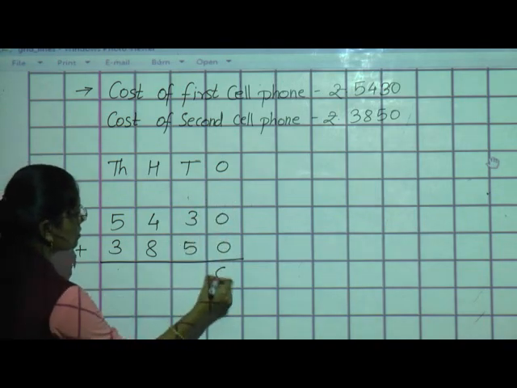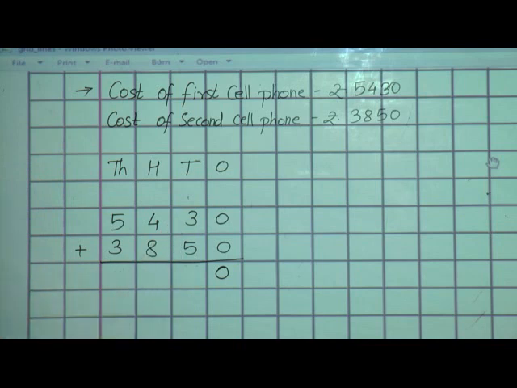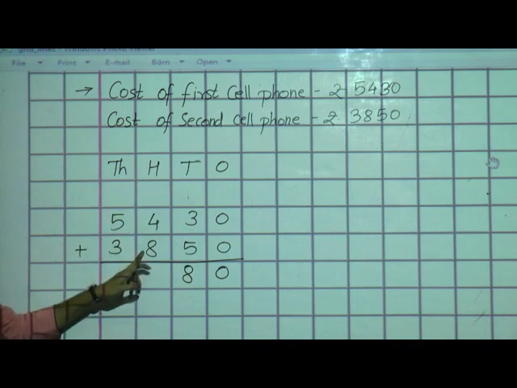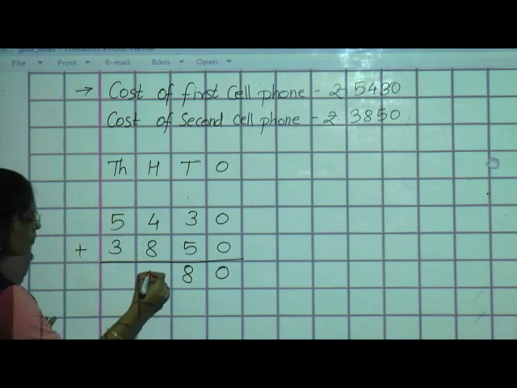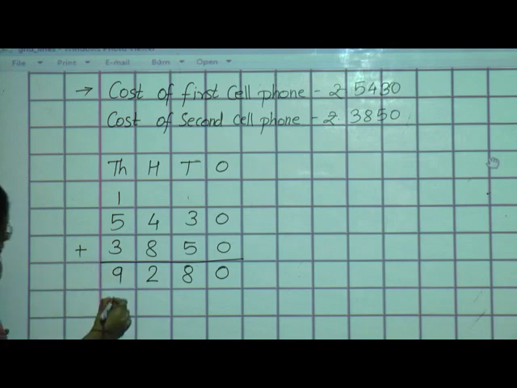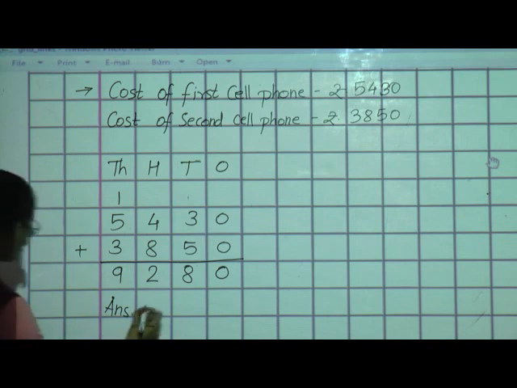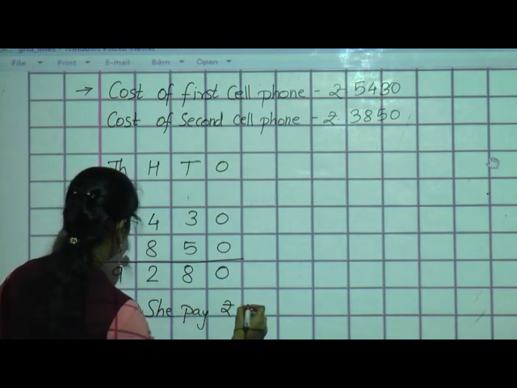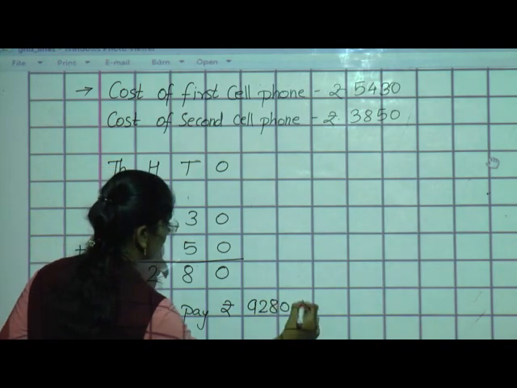0 plus 0, 0. 3 plus 5, 8. Now see the hundreds place. 4 plus 8. After 4 count your 8 fingers. 4 plus 8, 12. Carry 1. 1 plus 5, 6. 6 plus 3, 9. So what is the answer? The answer is 9,280. So how will we write the answer? How much did she pay in all? So she paid in all rupees 9,280.